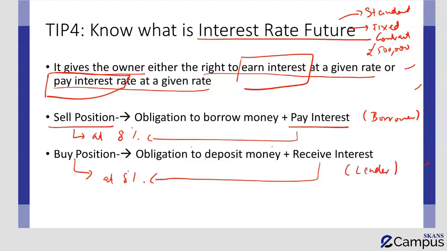And when does a borrower take a sell position? When he is fearful that the interest rates will increase, not fall, but increase. And a lender will take a buy position in an interest rate future when he thinks that the interest rates will fall. So remember these two positions. Students often make this mistake when understanding the sell and the buy position.